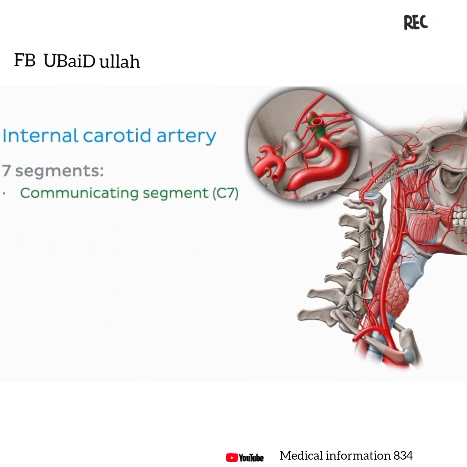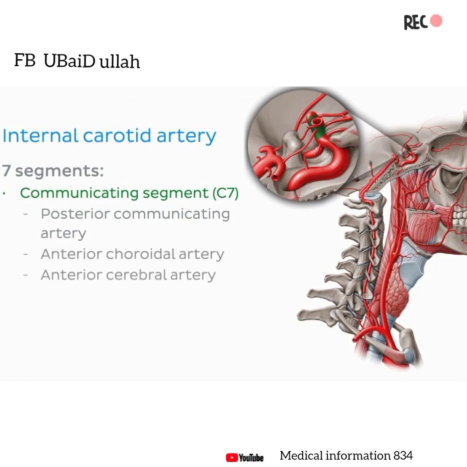The communicating, or C7 segment, is where most of the action was happening, with the main branches mentioned here being the posterior communicating artery, the anterior choroidal artery, the anterior cerebral artery, and the middle cerebral artery.